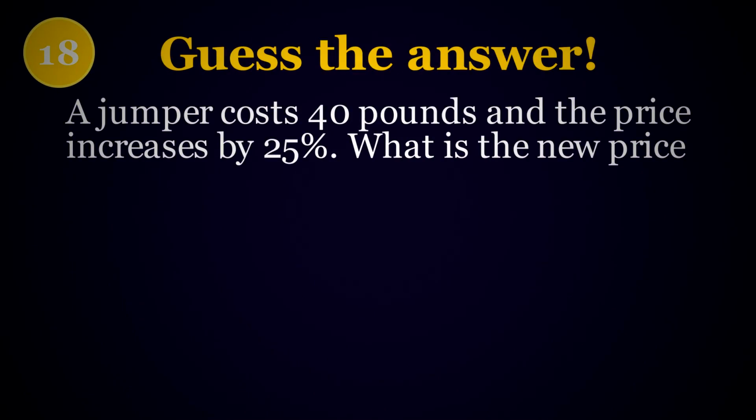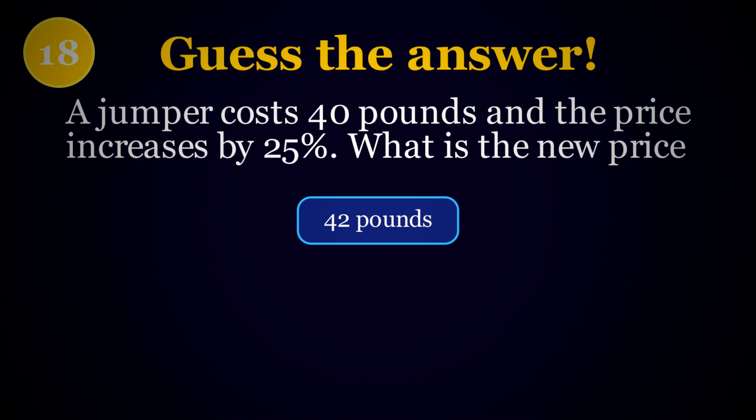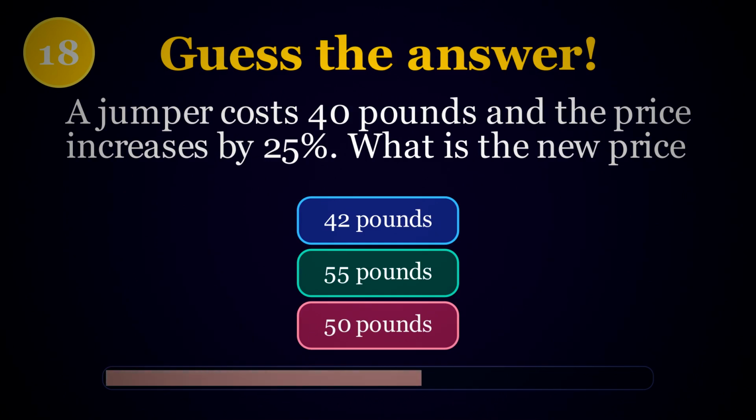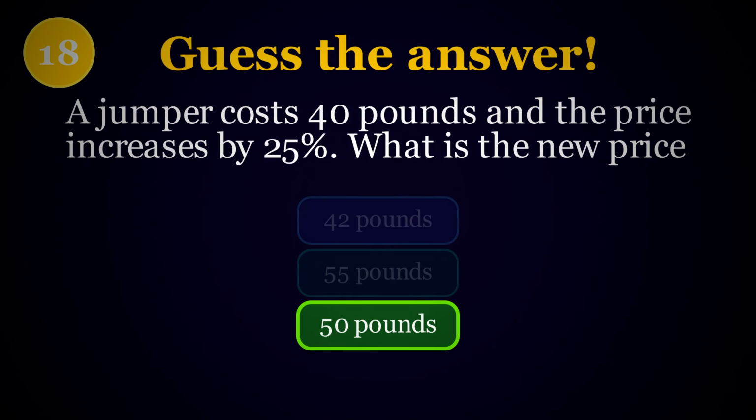A jumper costs £40 and the price increases by 25%. What is the new price? £42, £55, £50. The correct answer is £50.